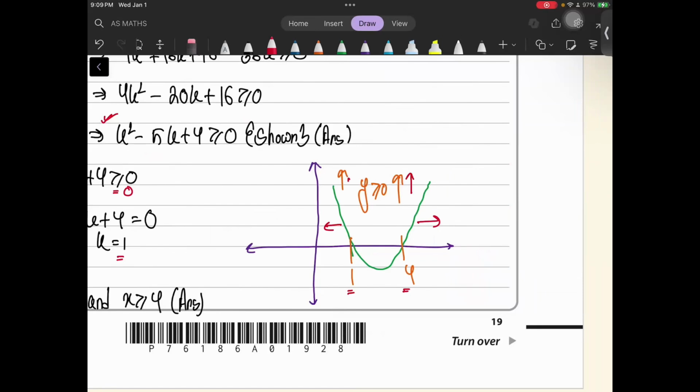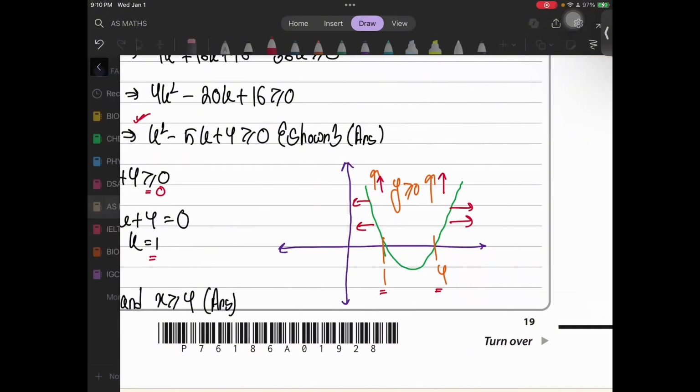So as y is greater than or equal to 0, it means that the curve opens upwards. It bulges outwards. I have a detailed video on this as well. If you do need it, then comment below. I mean, graphs and inequalities.